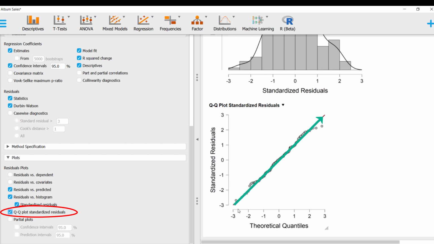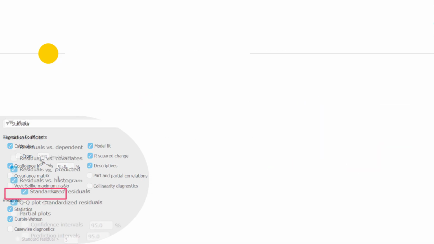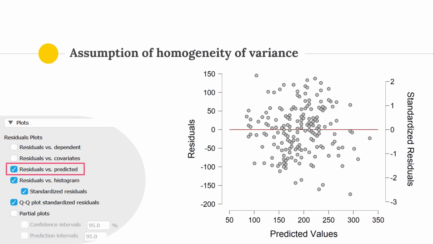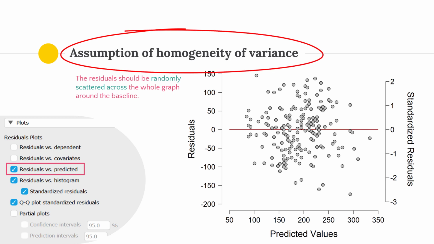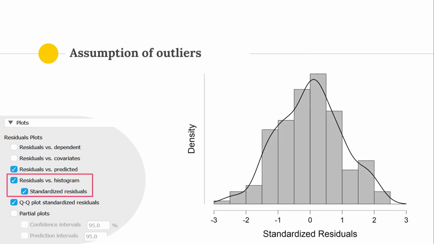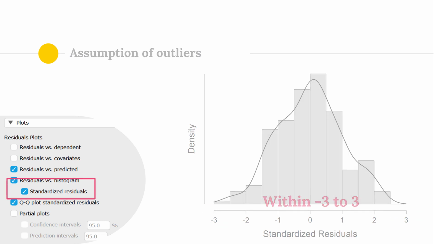Let's inspect these assumptions. According to the residuals plots of residual versus predicted, the residuals are randomly scattered across the whole graph around the baseline. This indicates our data have the same variance. Thus the assumption of homogeneity of variance has been met. According to the residuals plots of residual versus histogram, standardized residuals, our residuals fall within -3 to 3. Hence there are no outliers.